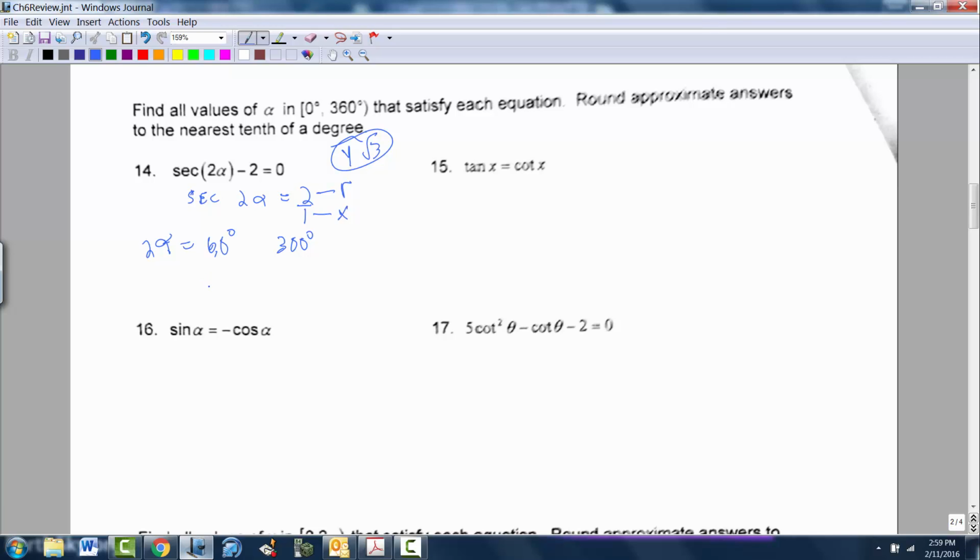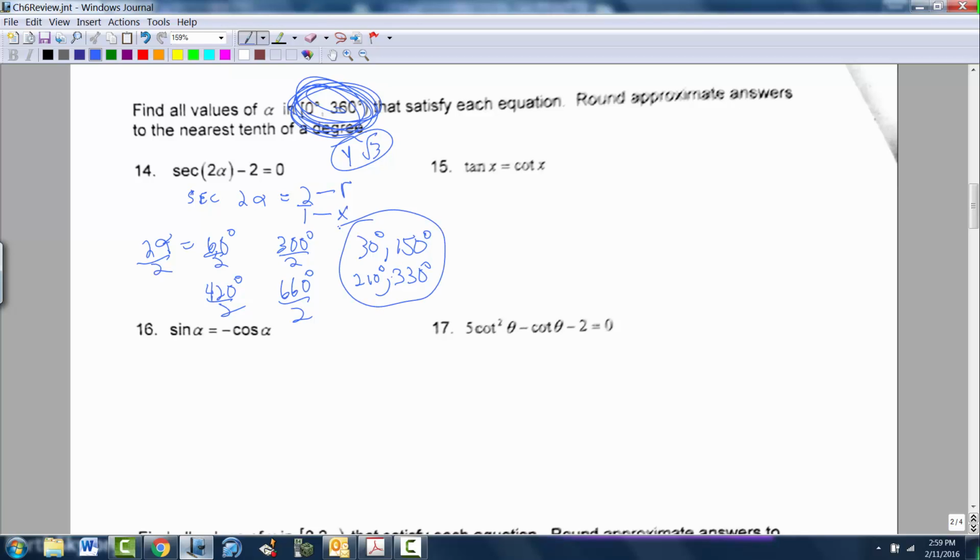So 360 plus 60 is 420. 360 plus 300 is, so what is that, 660? Again with the math. Divide by 2, all of these, and we get 30, 150, 210 last time I checked, which is less than 360, which satisfies the directions. This is why we have to do this. And then 330. Again, my pen's writing crummy, so that's the excuse for the sloppy writing. All right, and then that satisfies those directions.